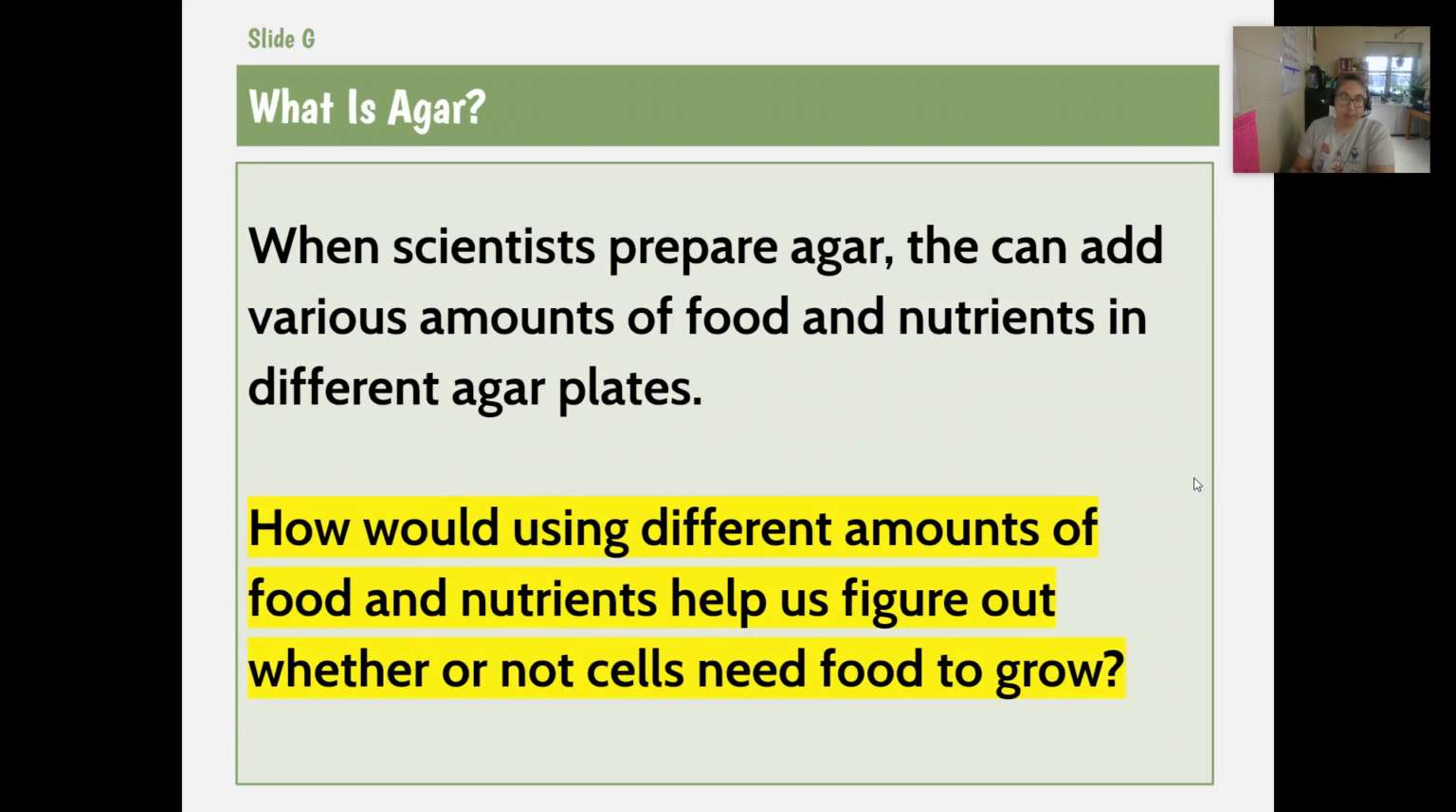So when scientists prepare agar, they can add various amounts of food and nutrients in different agar plates. So how would using different amounts of food and nutrients help us figure out whether or not cells need food to grow? Stop and answer that question. How would using different amounts of food and nutrients in these agar plates help us figure out whether or not cells need food to grow? What kind of experiment could I do?